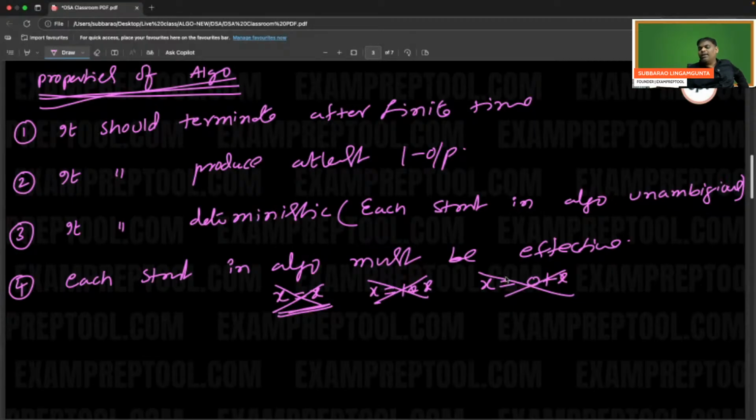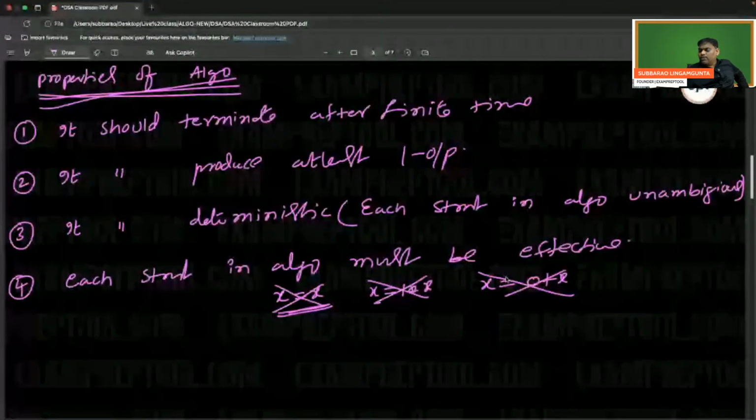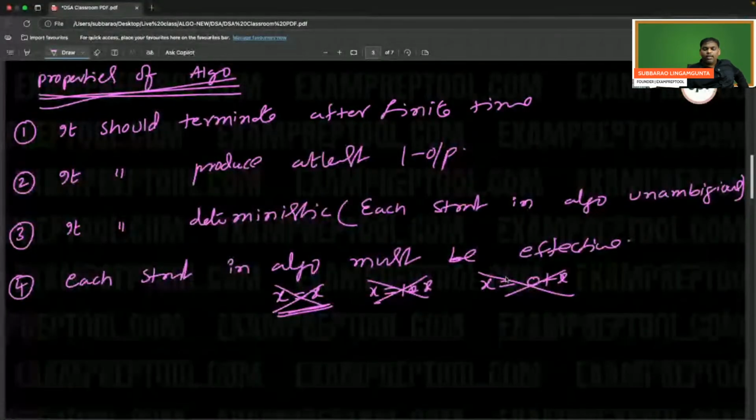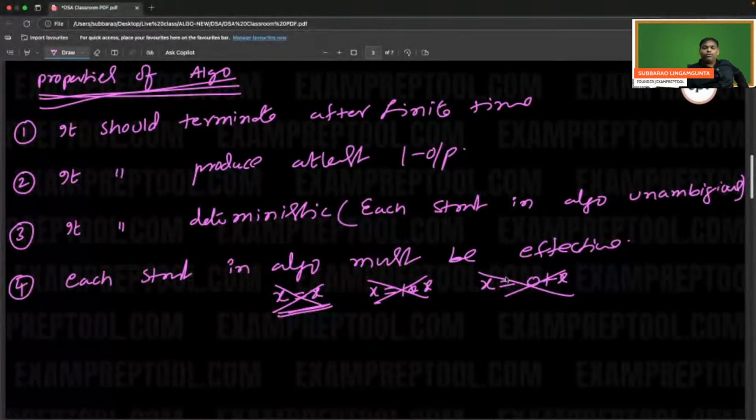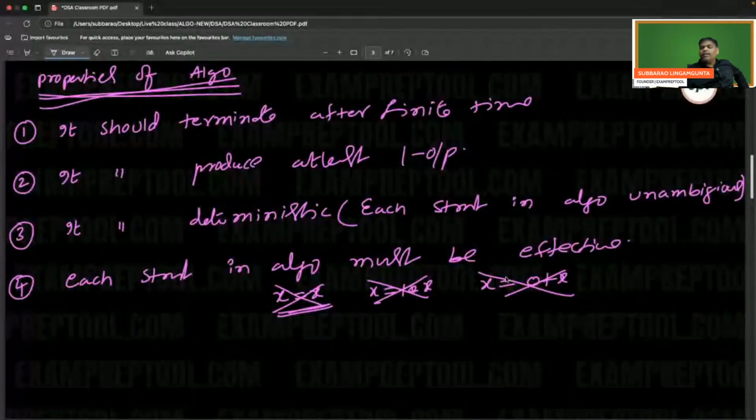Means some work should be done. In algorithm, every statement should do some work. Each statement in algorithm must be effective. It is deterministic. Each statement in algorithm is unambiguous. It should produce at least one output. It should terminate after finite time.